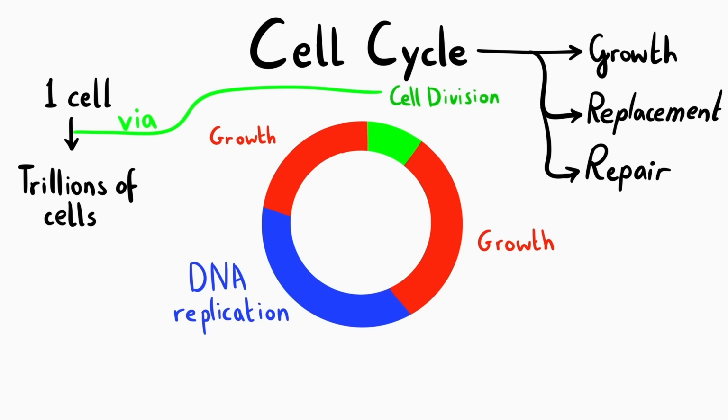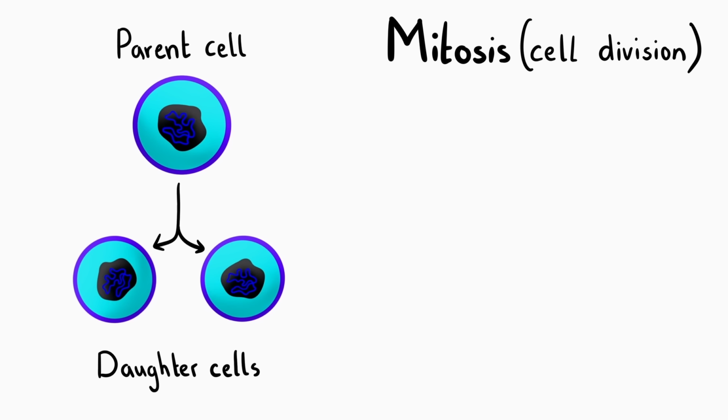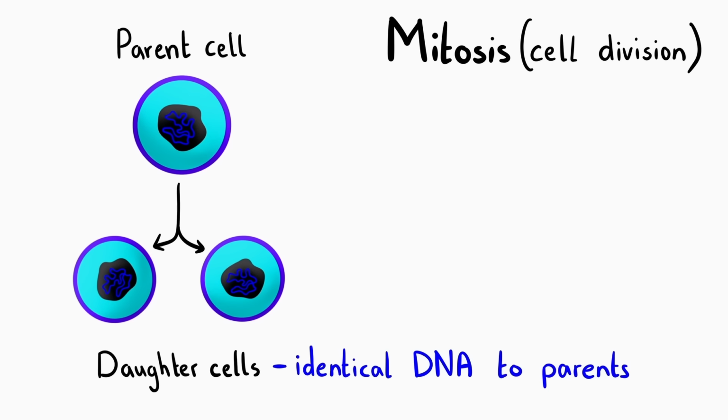The cell cycle allows for three important things: growth, replacement, and repair. It helps you get bigger as you develop, it swaps out old and damaged cells with fresh new ones, and it heals wounds by creating new cells. The most dramatic part of the cell cycle is mitosis, the actual division of one cell into two identical cells. And each new cell created through mitosis contains the exact same genetic information as the parent cell.